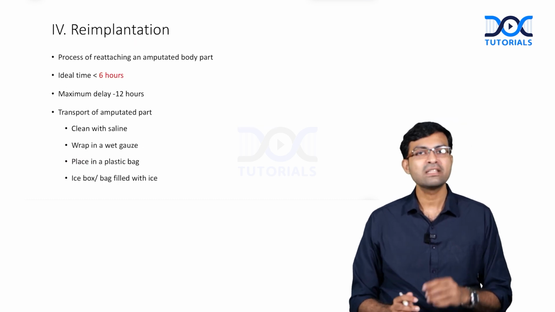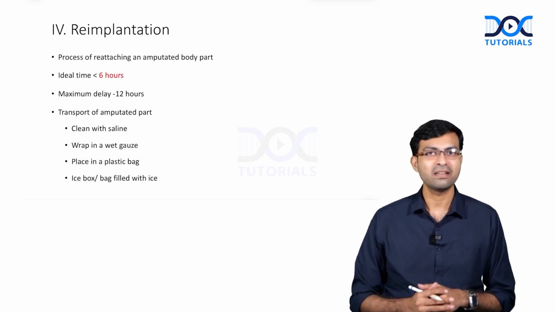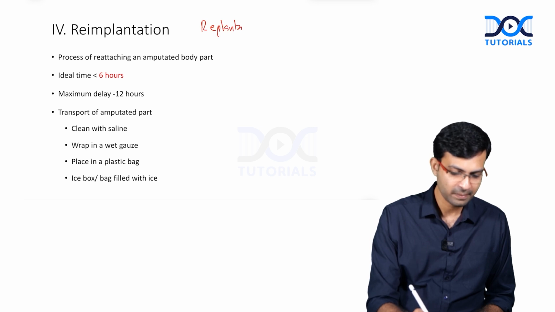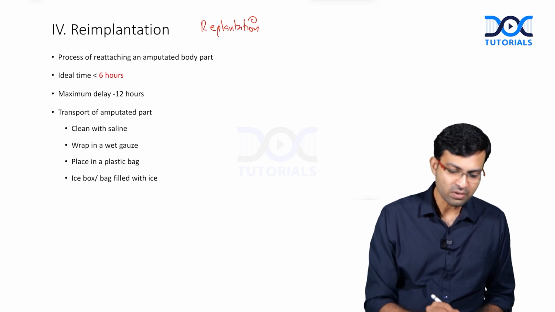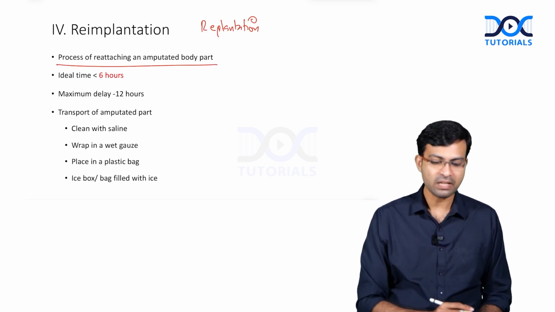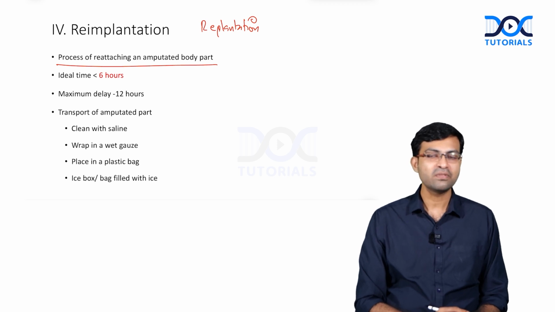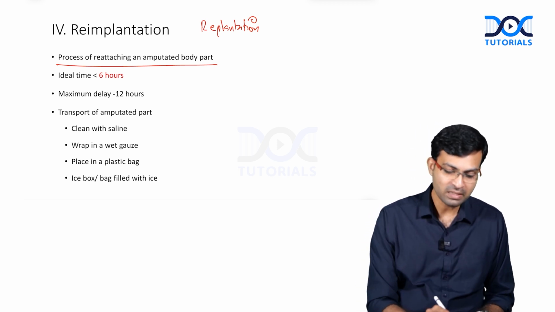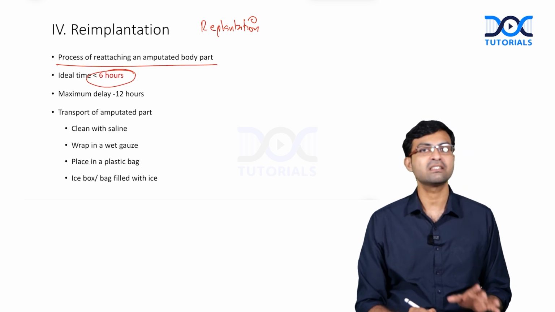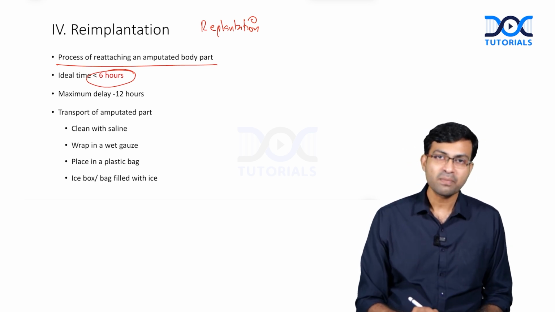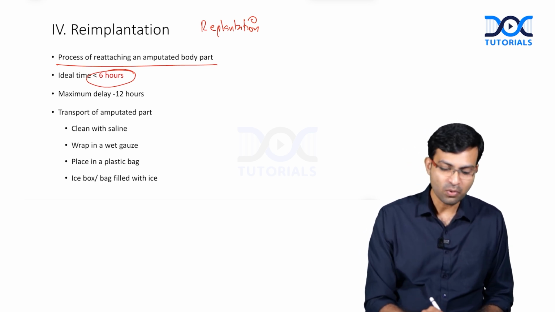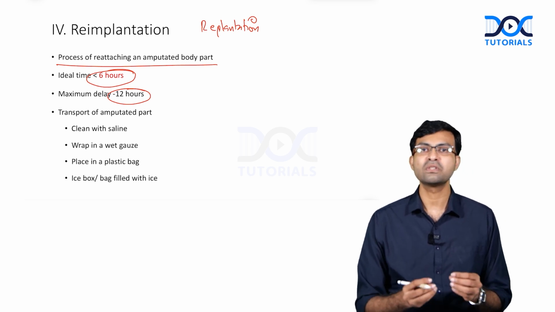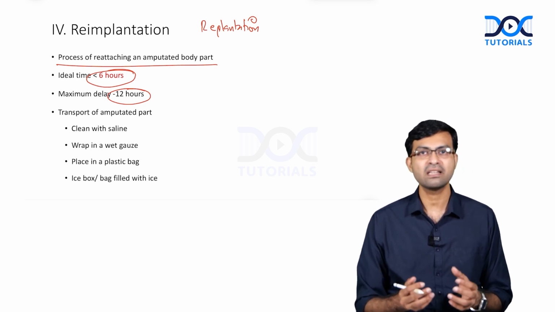Okay. Now let's talk a little bit about reimplantation, also known as replantation. What is that? Replantation is a process of reattaching an amputated body part. Ideally, if there is an amputation of a body part, you have to fix it back within a period of 6 hours. Then the success rate is very high. You can do a maximum of up to about 12 hours of delay. But after 12 hours of delay, the tissue is already dead and there is no point in reimplantation.